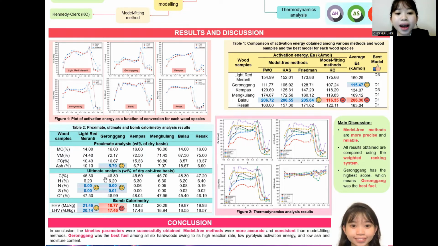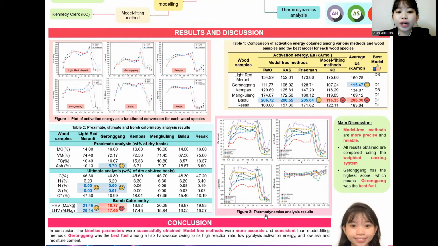Next, the ultimate analysis showed that all wood sample has high carbon and oxygen content, but nearly negligible sulfur and nitrogen content. Light red melanti and Kelongkang were the cleanest field as they contain nearly zero nitrogen and sulfur, which means lower productions of sulfur oxide and nitrogen oxide. Next, from table 2, light red melanti has the highest heating value while Kelongkang had the lowest, which means light red melanti was the best field in terms of heating value as more heat released from its combustions.